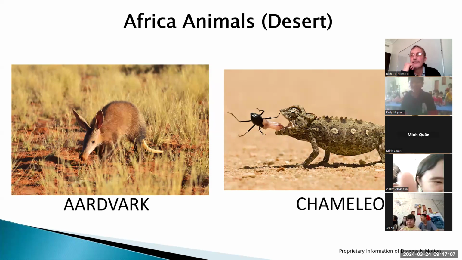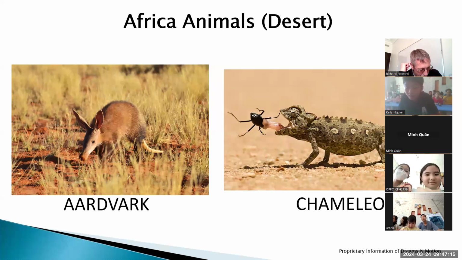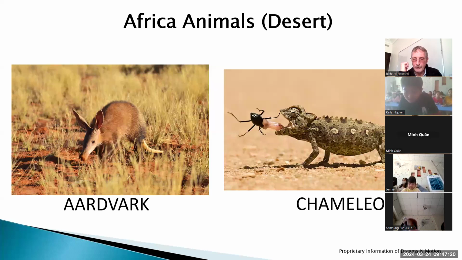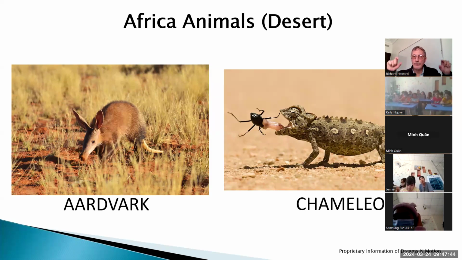The fact about a chameleon is chameleons have eyes on the side of their heads. Good job. Exactly. So one of the characteristics or features about a chameleon is their eyes, right? If we think about us, we have our eyes in the front part. Chameleons are on the side. Why is it important to have the eyes on the side?